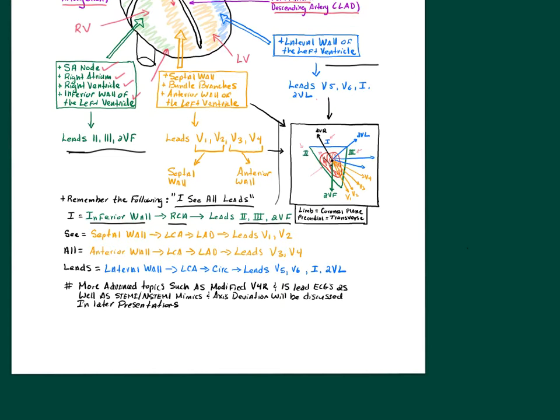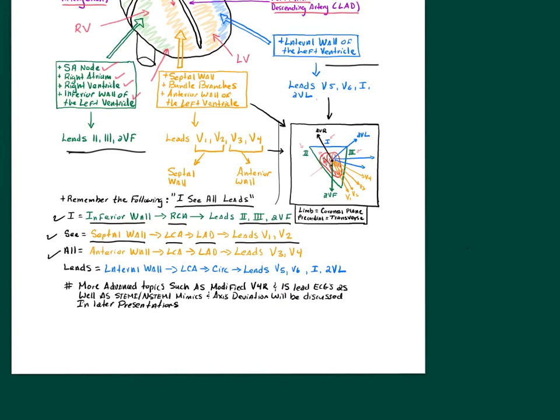Then we move on to S. S is the septal wall. That's the left coronary artery, specifically the left anterior descending branch, the LAD branch. And that consists of leads V1 and V2. Okay, septal wall, left coronary artery, the LAD branch, leads V1 and V2. You guys okay with that?